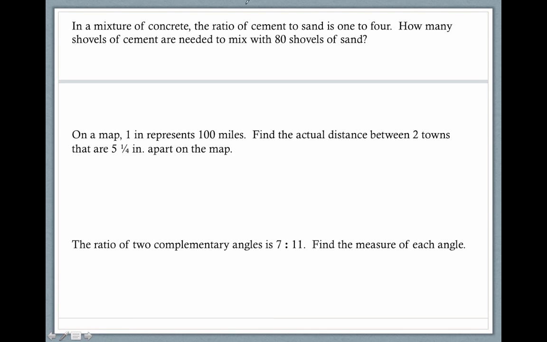So we have a mixture of concrete, and the ratio of cement to sand is 1 to 4. How many shovels of cement are needed to mix with 80 shovels of sand? So C over 80 equals 1 over 4. I've just replaced sand with 80. So that means 4 times C equals 1 times 80. C is 20. 20 shovels.